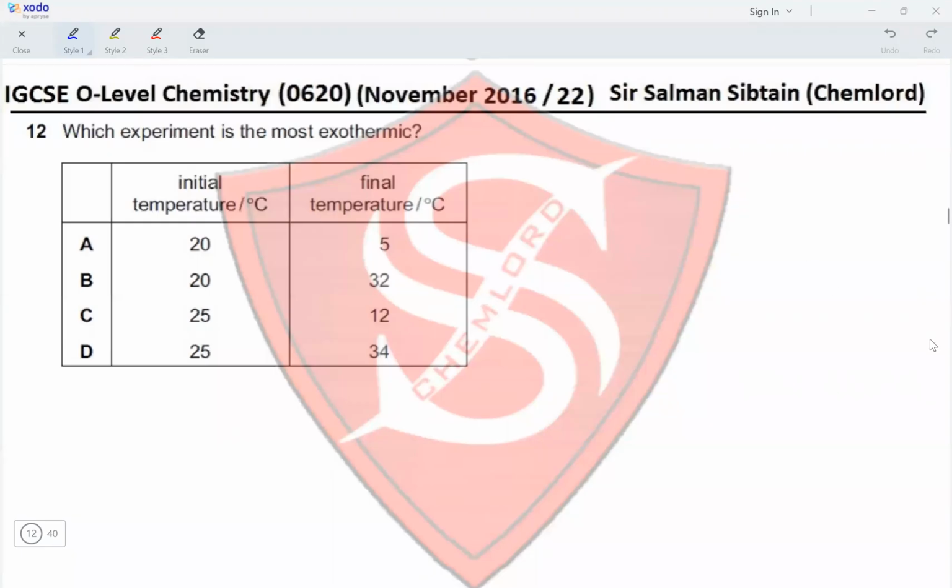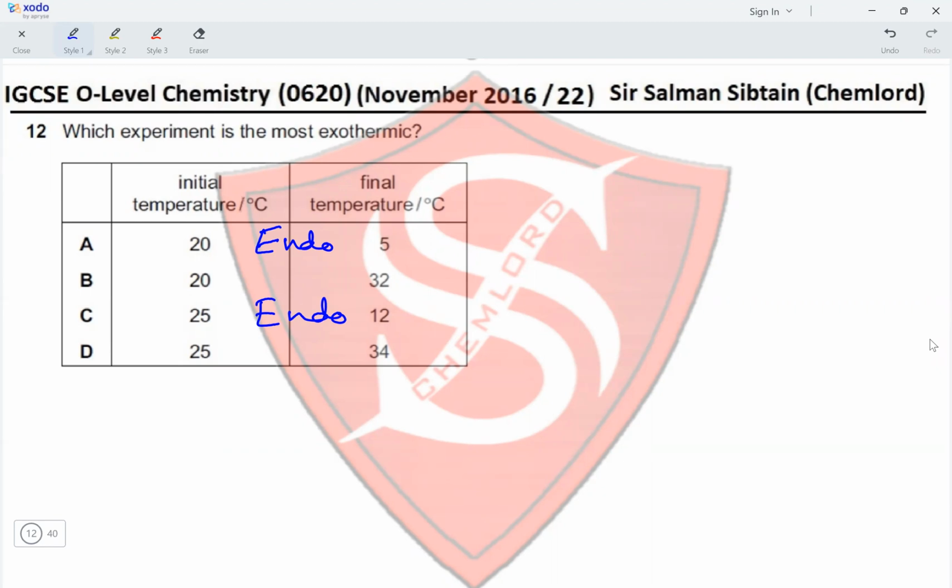Question 12. Which experiment is the most exothermic? In order for a reaction to be exothermic, its final temperature must be greater than its initial temperature. So for A, the final temperature is less than the initial temperature, so it is an endothermic reaction. B is an exothermic reaction because the final temperature is greater than the initial temperature. C is again an endothermic reaction because the final temperature is lesser than the initial temperature, and D is exothermic because the final temperature is greater than the initial temperature.